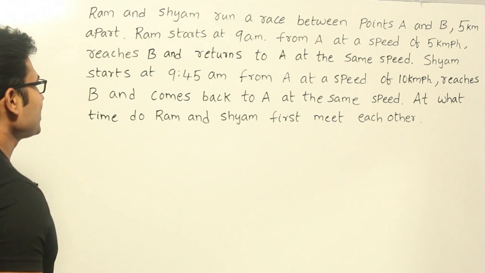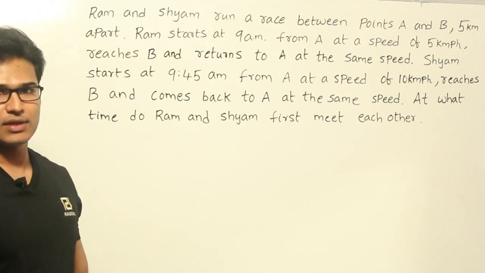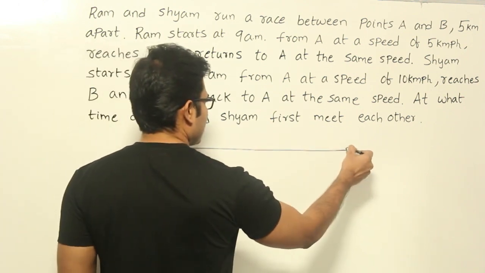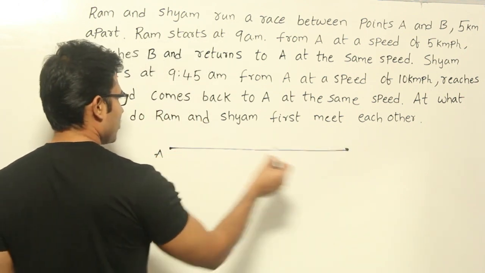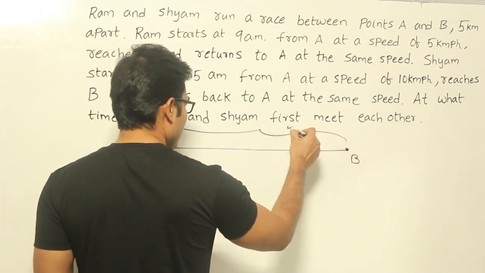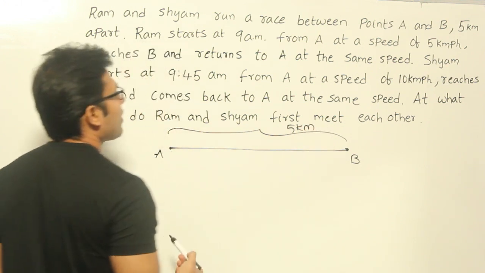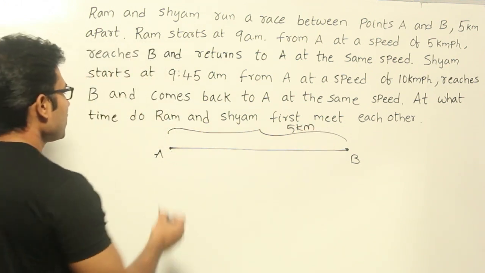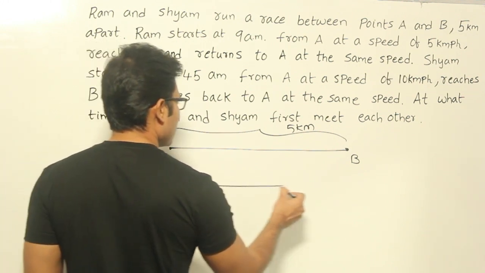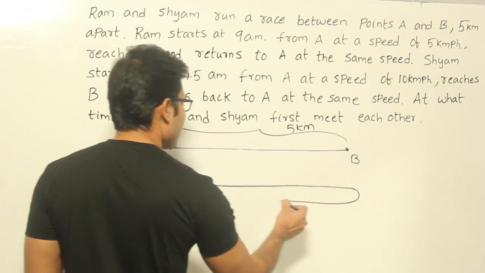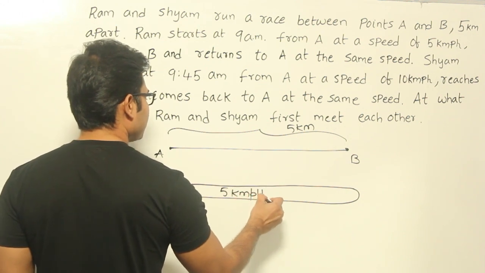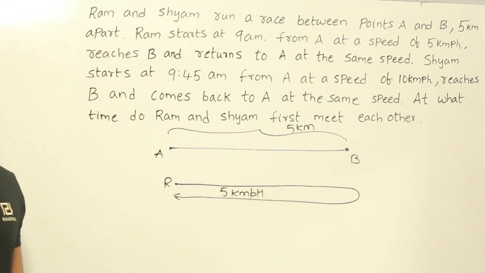Right. So if you want to understand the question, I'll just write down what they have given, then we shall analyze what they are asking. Okay. So they are saying that there are 2 points, right? One point is A and the other point is B, and these 2 points are separated by a distance of 5 kilometers, right? And now they are saying that Ram is going to start from A and he is going to reach B, and again come back to A at a speed of 5 kilometers per hour. That is the speed Ram is going to maintain.